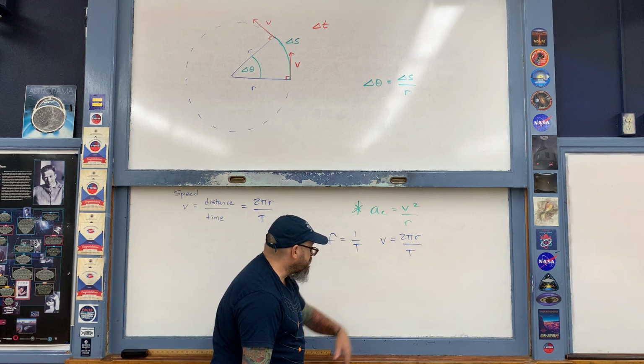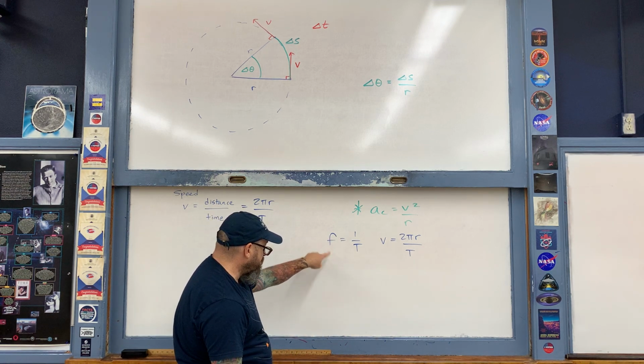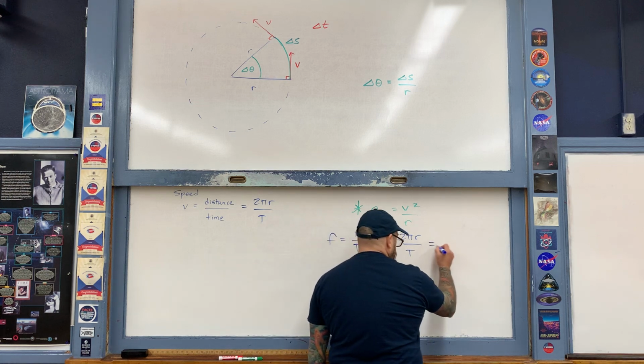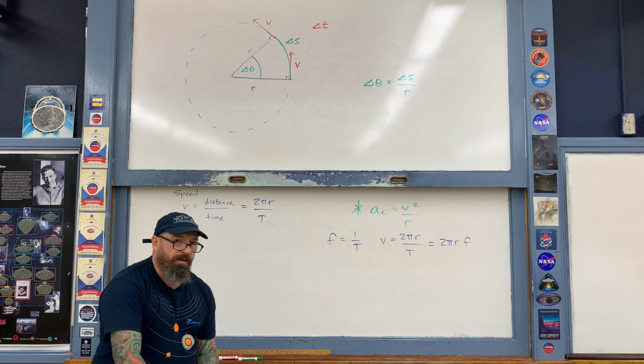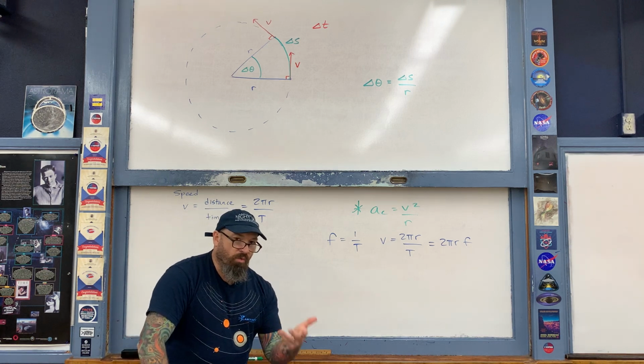Sometimes you'll see this expression written not in terms of the period, but instead written in terms of the frequency. Sometimes you'll see it written as the circumference multiplied by the frequency, like so. Okay, and then lastly, there's one more definition.